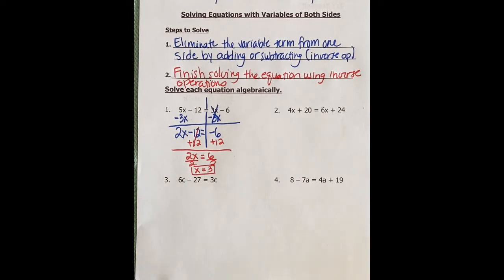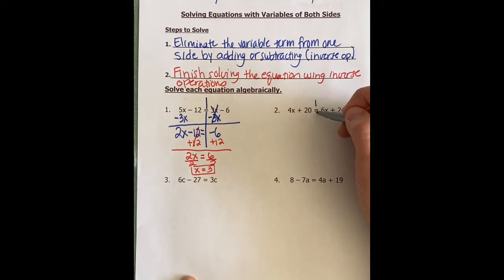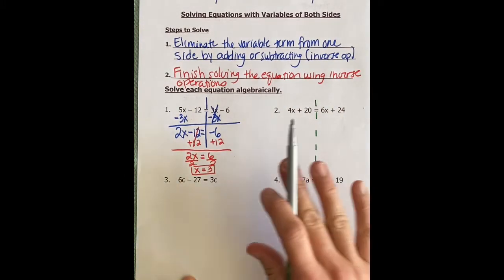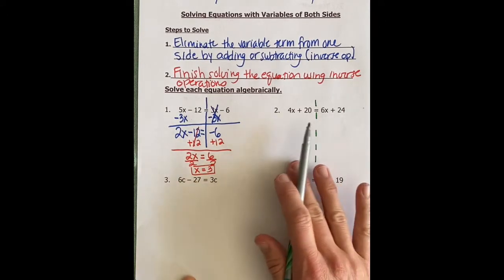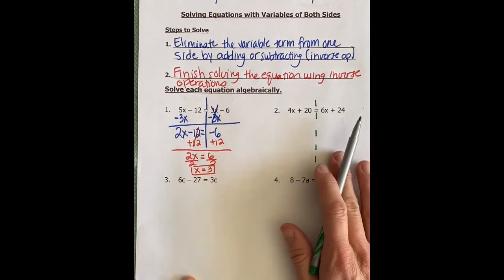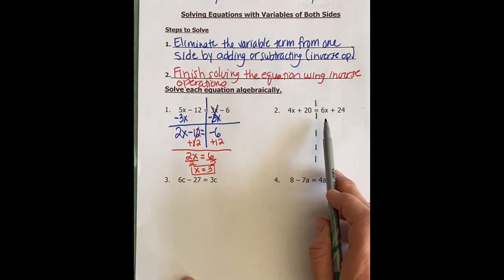So let's look at question number 2. So we have 4x plus 20 is equal to 6x plus 24. So I'm going to make a line where my equal sign is for now, just so I can compare my left side with my right side. So I have variables on opposite sides. I have 4x on my left side. I have 6x on my right side. So I need to get the variables to one side by using inverse operations.